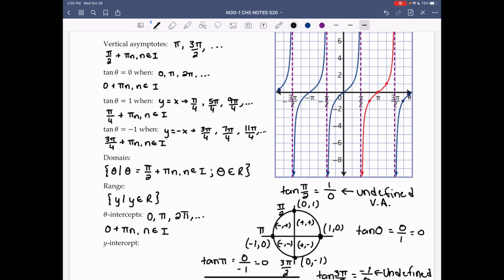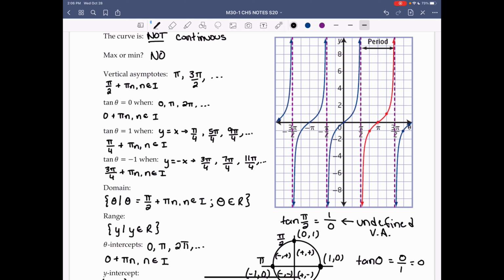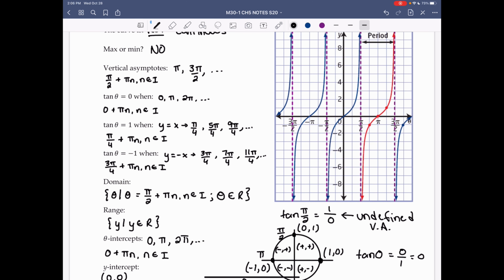And then the y-intercept: when theta equals 0, tan theta equals 0. So our y-intercept is (0, 0). And here we have the graph of the tan function.